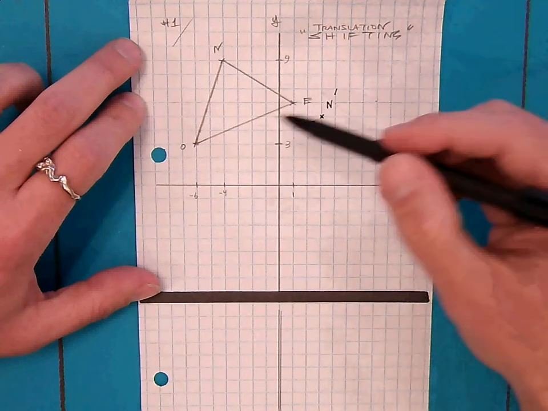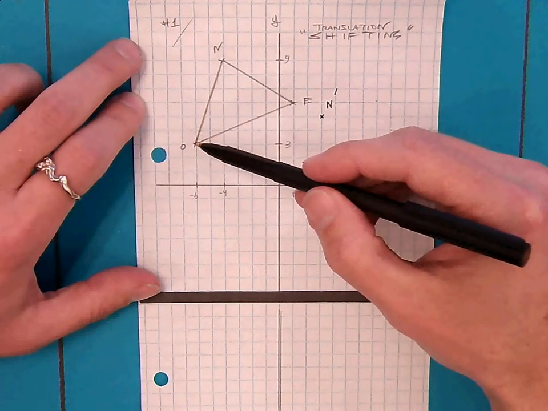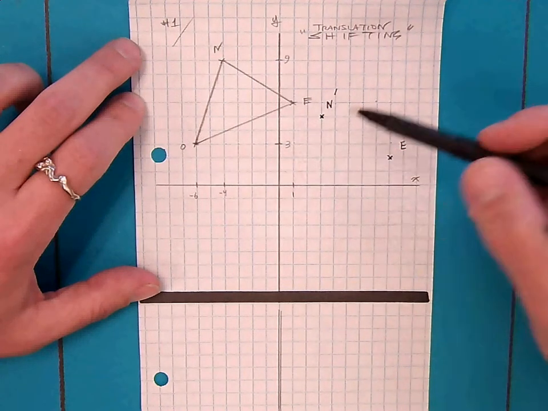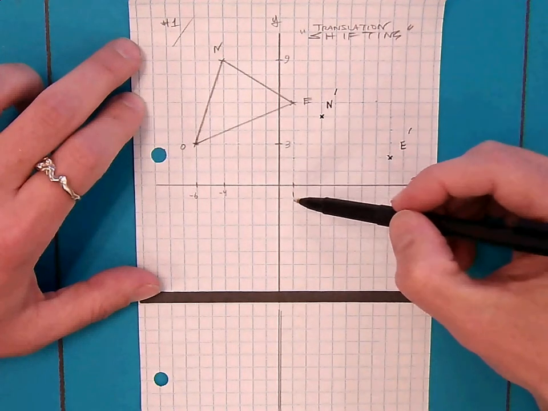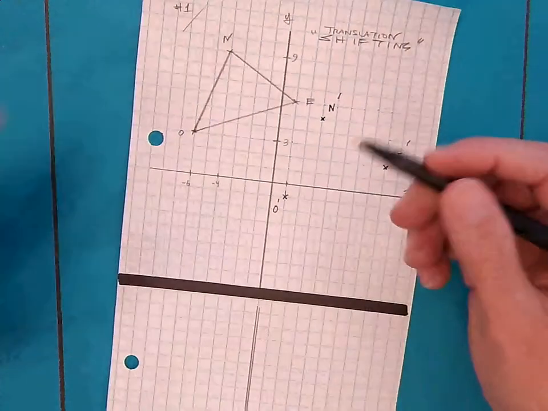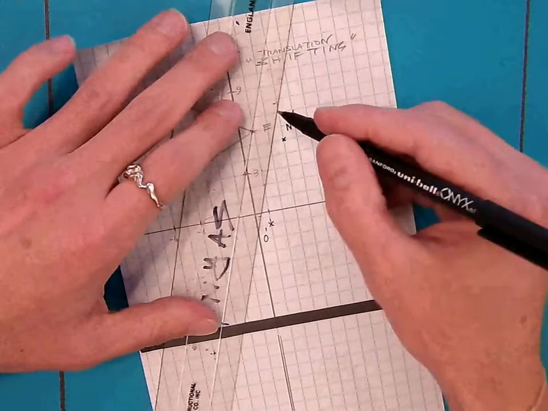Last point, starting at its original place. 1, 2, 3, 4, 5, 6, 7. And then down 1, 2, 3, and 4. We'll call that point O prime. Connect your points. Hopefully you still have a triangle.